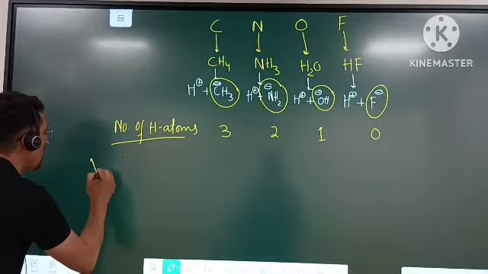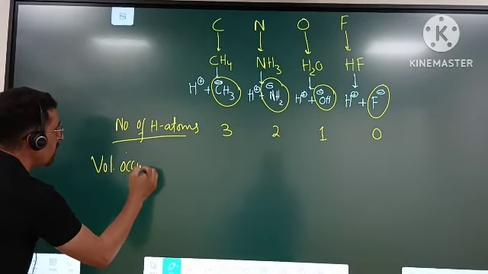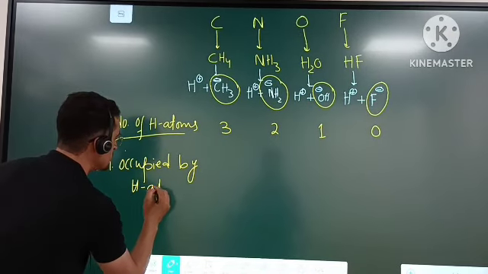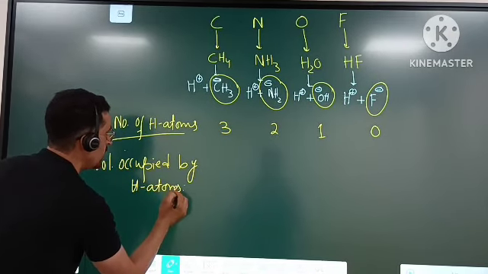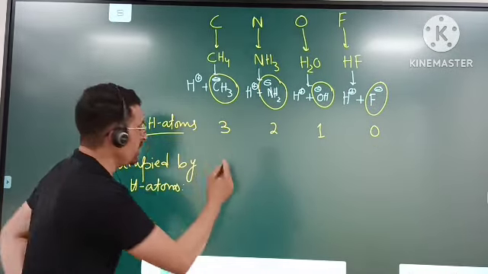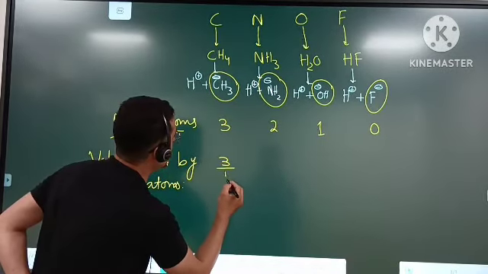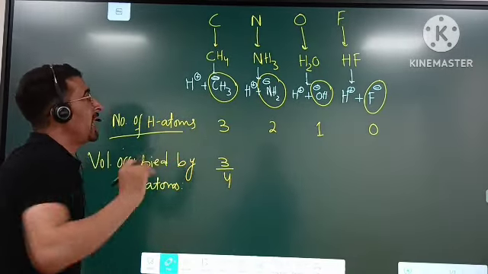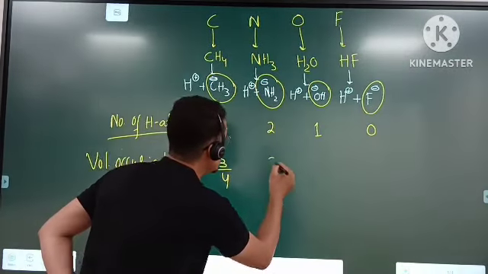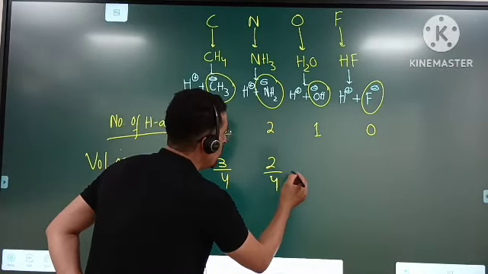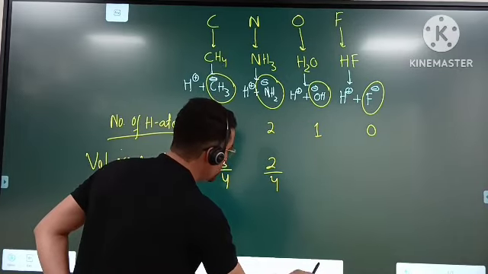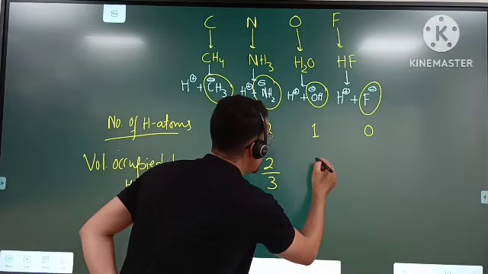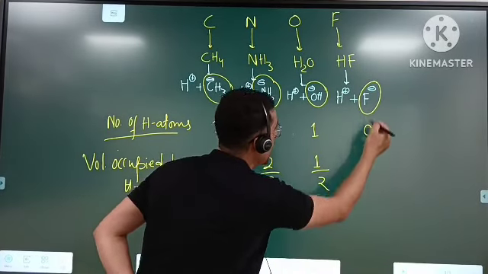Now if we talk about the volume occupied by hydrogen atoms in these anions, in case of CH3 it is 3 upon a total of 4. So 3 upon 4 of the volume of this anion is occupied by hydrogen atoms. In case of NH2 it is 2 upon 3, because there are a total of 3 atoms, and in case of OH it is 1 upon 2, and in case of F it is 0.